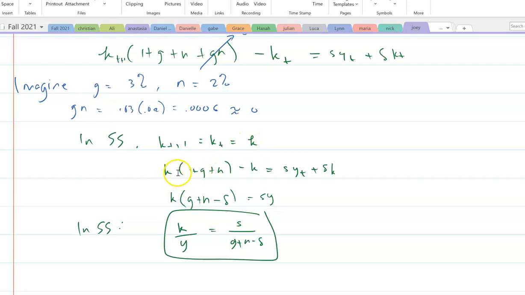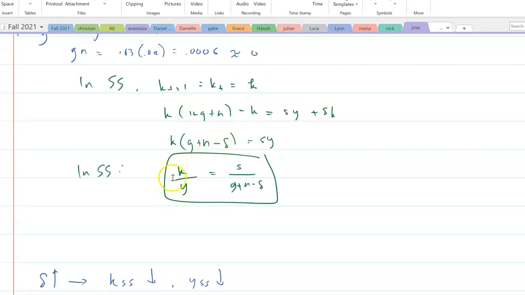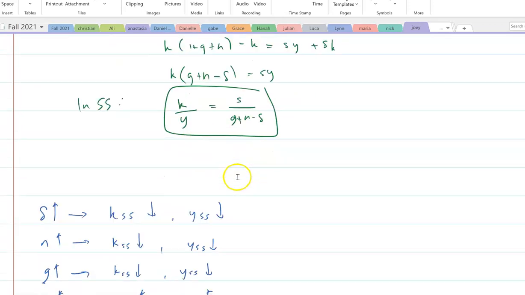And everything's in steady state, so there should be no t here. We will be solving for k here. And so we can have here the capital per output in steady state, which should be given by this: the saving rate divided by g plus n plus delta. So the capital per output will be equal to this thing.